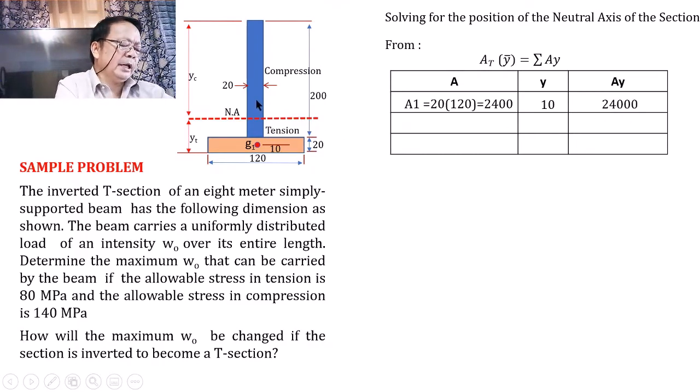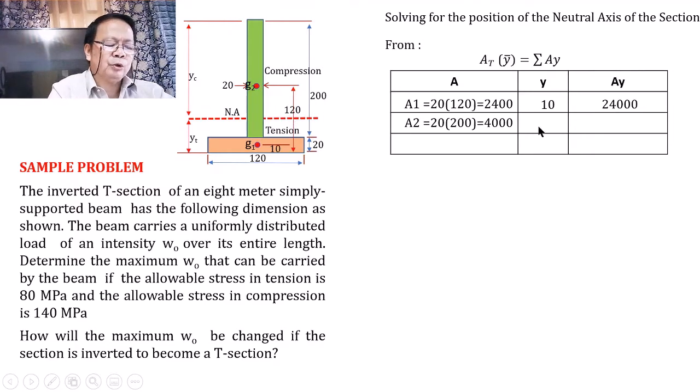Then the second area will be the rectangle above this flange, and the total area of this rectangle will be equal to 20 multiplied by 200. So you have here the second area equal to 20 multiplied by 200, and that is equivalent to 4,000. The location of the centroid of this area will be located here, whose distance from this selected reference axis shall be the sum of 120, di ba? And that is equal to 120.